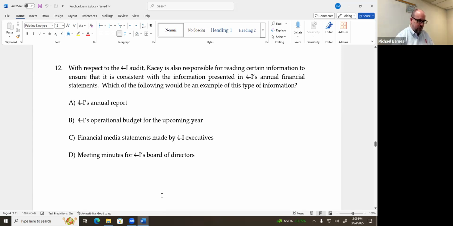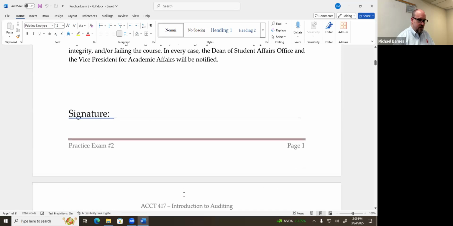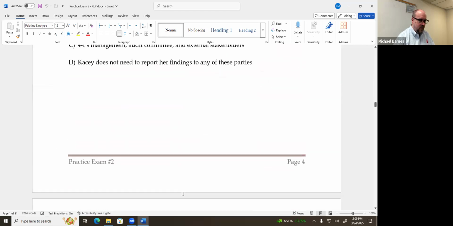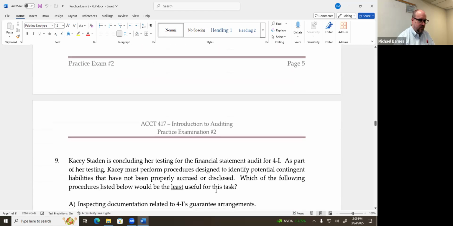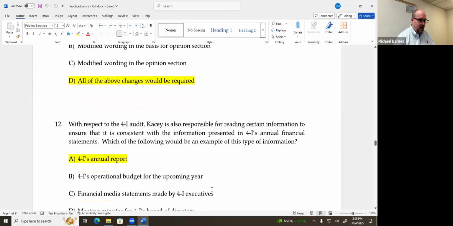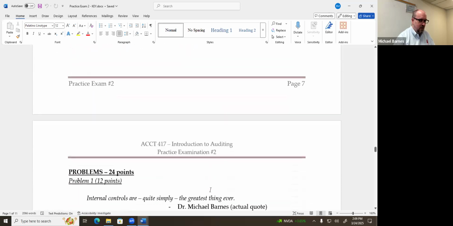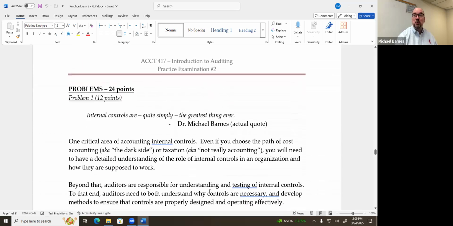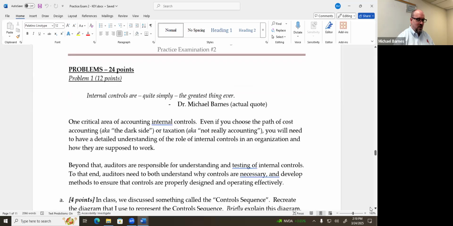All right. Let's move on to this section, the problems. By the way, the practice exam key should be available to you now if you are curious. All right, internal controls are quite simply the greatest thing ever. That's an actual quote that I said, believe it or not. One critical area of accounting is internal controls. So let's ask some questions about internal controls.